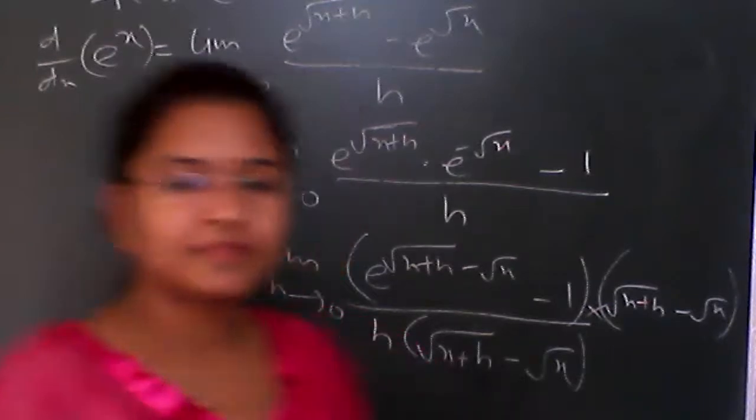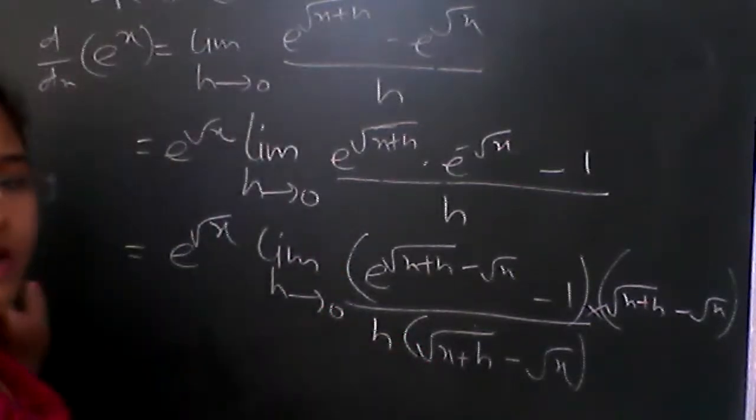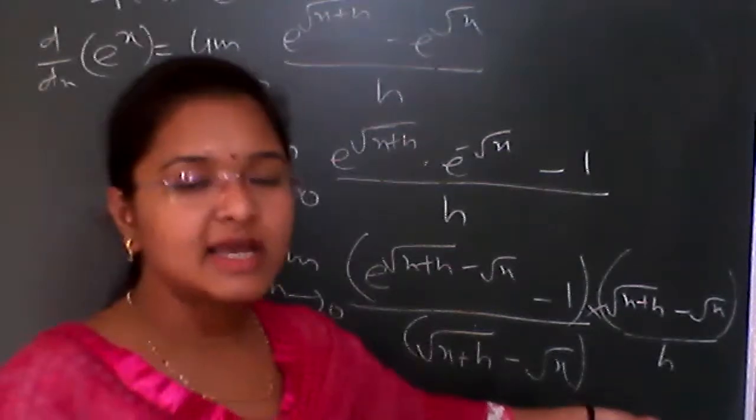Okay. So here we have now, if we take this h to this side, means in one bracket we have root x plus h minus root x upon h, and in another bracket we have e raised to root x plus h minus root x minus 1, whole thing divided by the same power root x plus h minus root x. Now students, we have seen the algebra of limits. Here the product of two functions is there. We can apply the limit to both the functions.